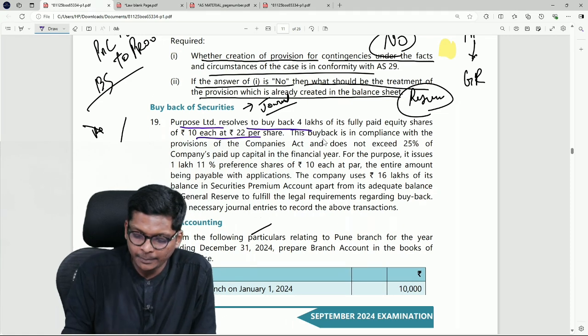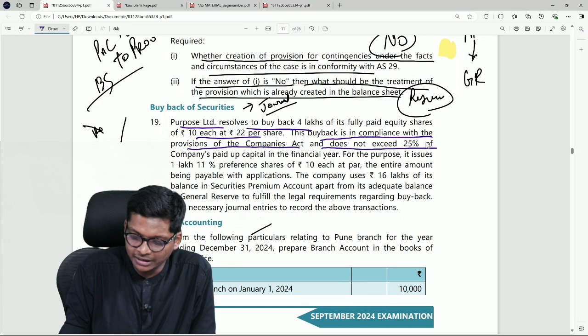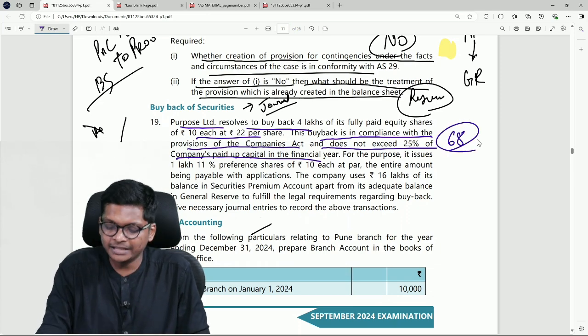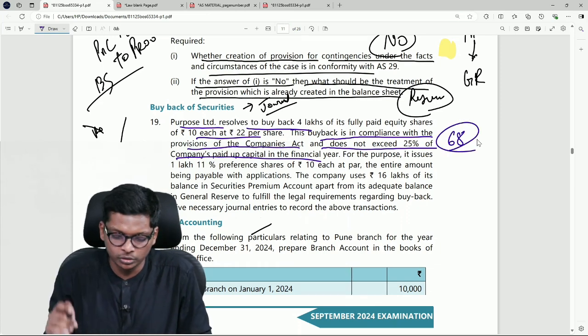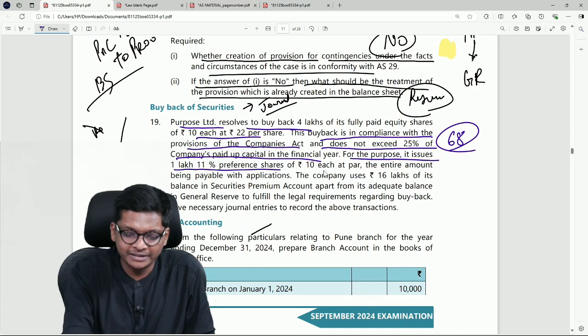The buyback is in compliance with the provisions of the Companies Act and does not exceed 25% of the company's paid up share capital. So they are saying section 68 of the Companies Act is properly followed. For the purpose, it issues 1 lakh preference shares of 10 each.